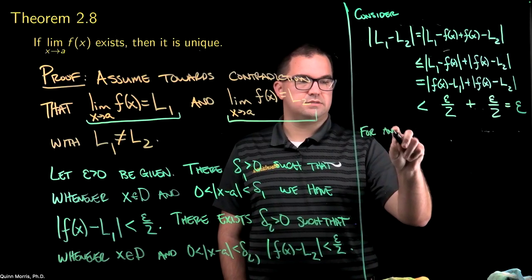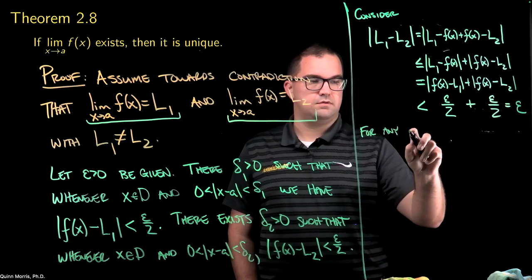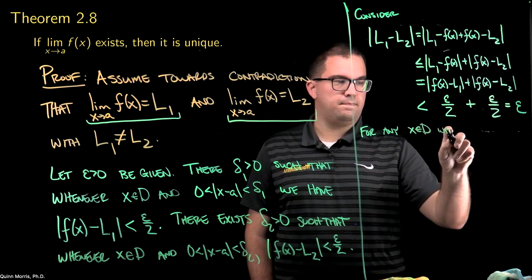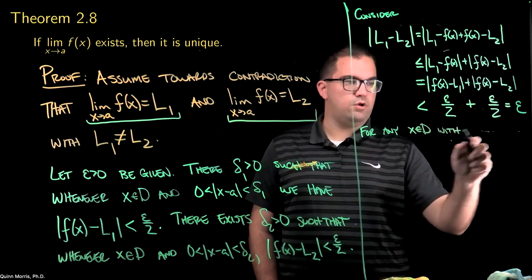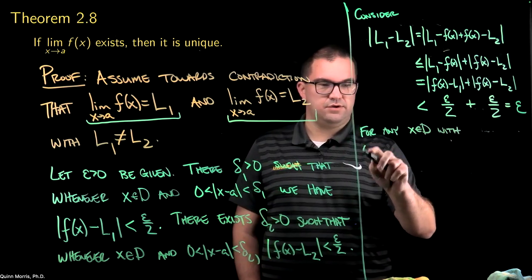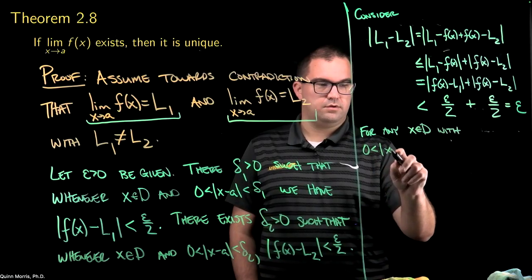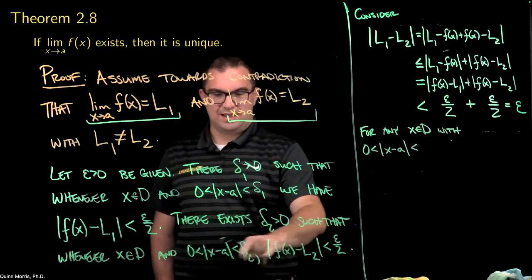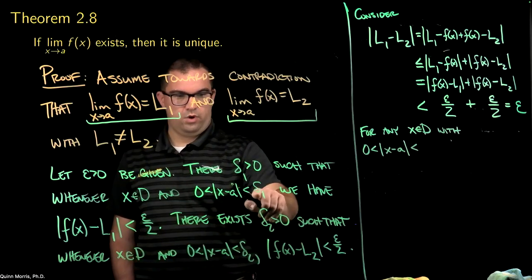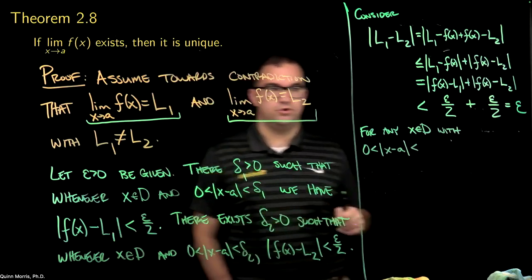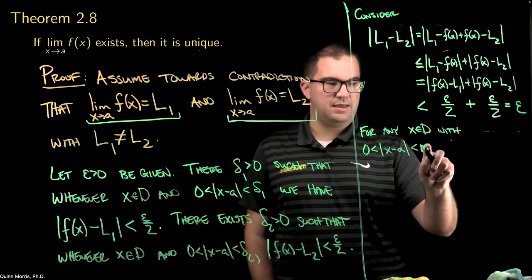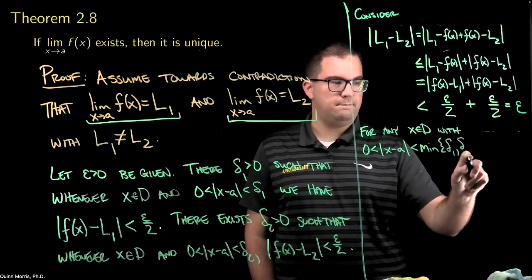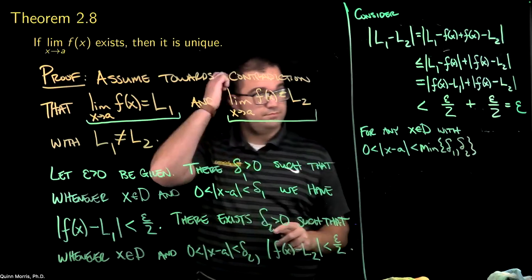For any x in the domain with, now what do I need? I need 0 to be less than x minus a. Now I need x minus a to be less than delta 1, and I need it to be less than delta 2. How do I make that happen? I make this less than the minimum of delta 1 and delta 2.